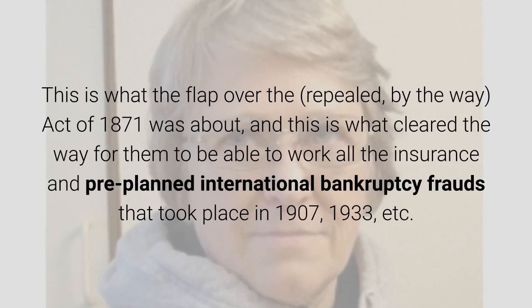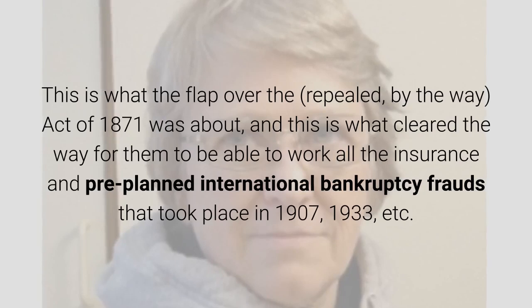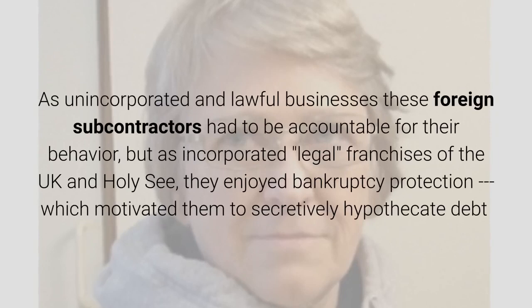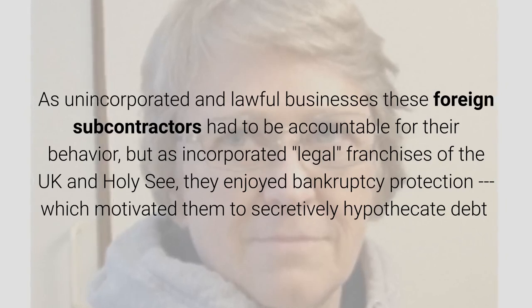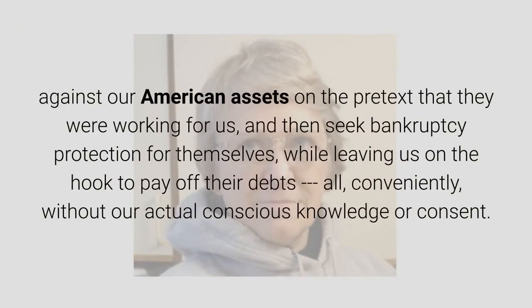is what cleared the way for them to be able to work all the insurance and pre-planned international bankruptcy frauds that took place in 1907, 1933, etc. As unincorporated and lawful businesses, these foreign subcontractors had to be accountable for their behavior, but as incorporated, legal franchises of the UK and Holy See, they enjoyed bankruptcy protection, which motivated them to secretively hypothecate debt against our American assets on the pretext that they were working for us, and then seek bankruptcy protection for themselves, while leaving us on the hook to pay off their debts, all, conveniently, without our actual conscious knowledge or consent.